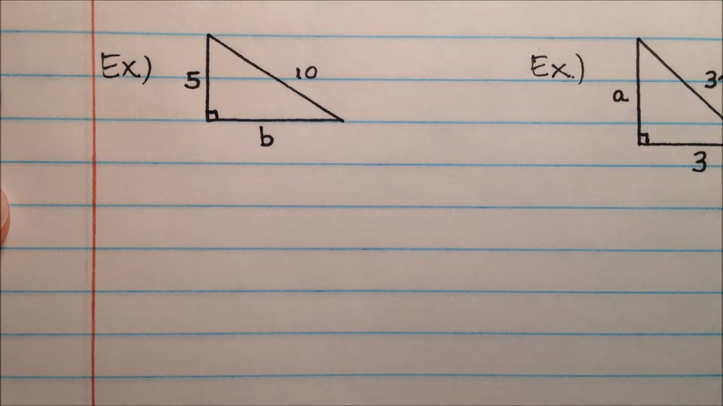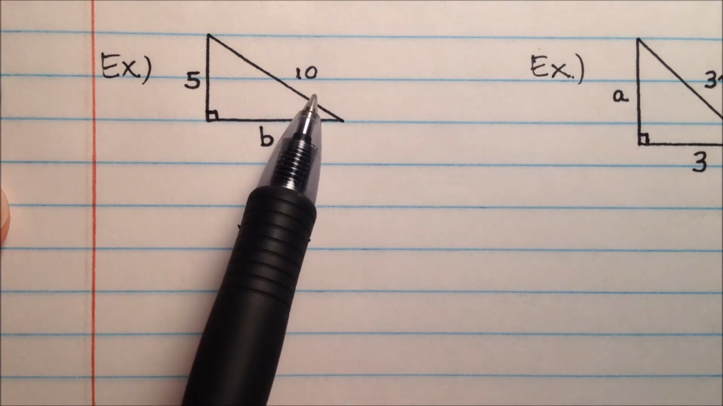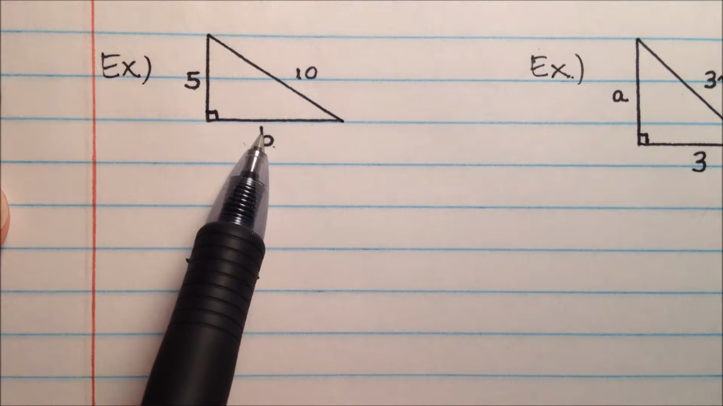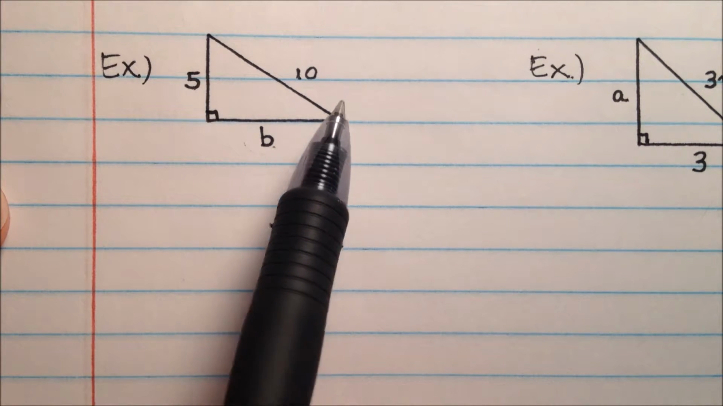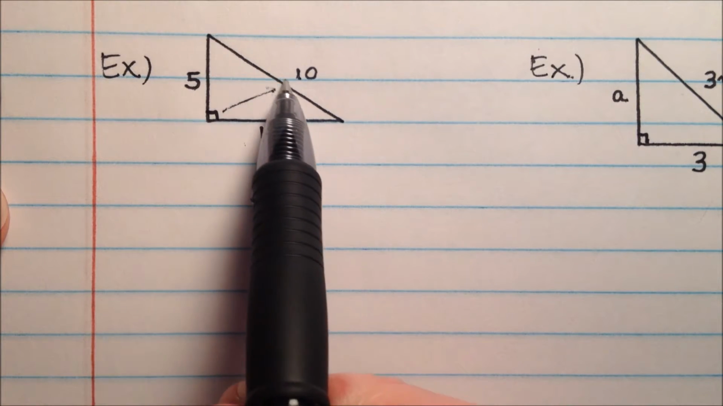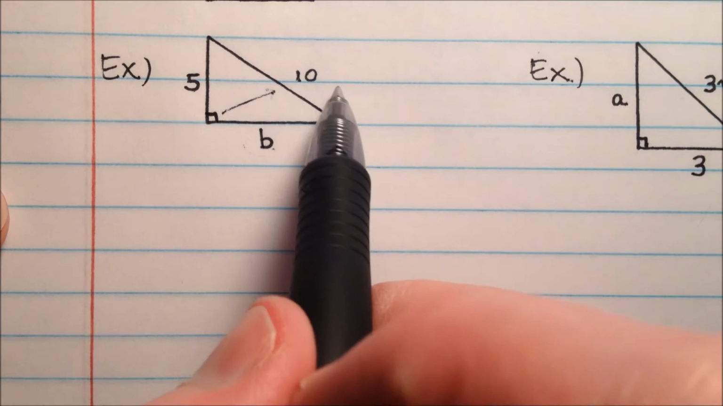The next example I want to look at is a right triangle whose sides are 5 and b, because we don't know this other leg, and whose hypotenuse is 10. Again, the hypotenuse is the side opposite the right angle, which is always the longest side, so it will always be the c value.